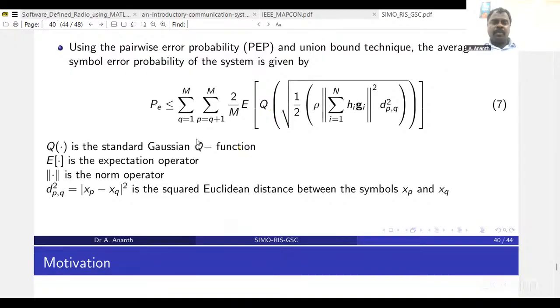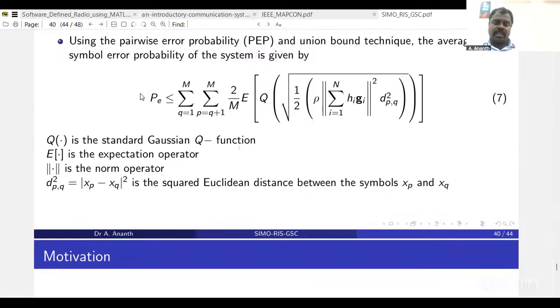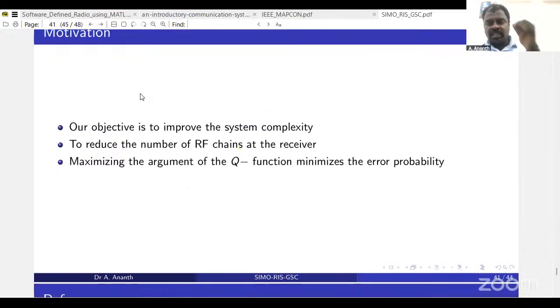So what's our objective in general? If it is reliability, our objective is to reduce this. Especially in this expression, if the argument of the Q function is larger, then this will become smaller. If the argument is very small, this will become larger. This is the key idea based on which we developed our system model, the low complexity detector. So our motivation is from this.